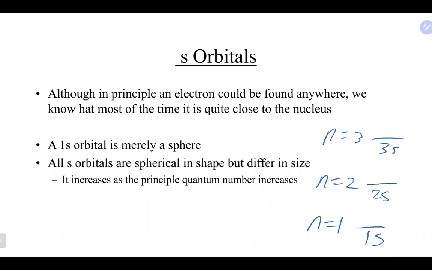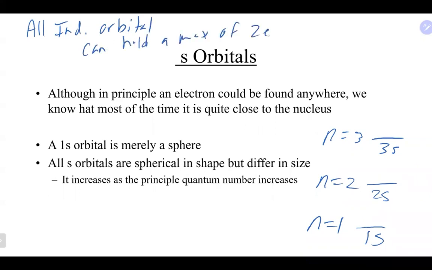One really important thing about orbitals, be it an s orbital, p orbital, d orbital, f orbital, all individual orbitals could hold a maximum of 2 electrons. So no matter what orbital it is, an s orbital, p orbital, d orbital, if you have an individual orbital, it can only hold a maximum of 2 electrons in it.